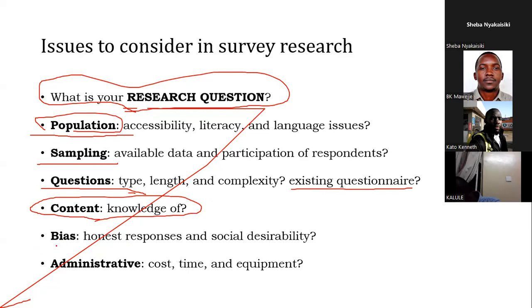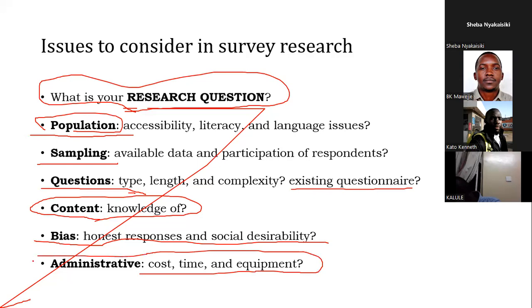Biases are another issue we must consider as we give out our survey. Is there a possibility that there's going to be a bias in responses? The cost and time, equipment of coming up with your questionnaire.